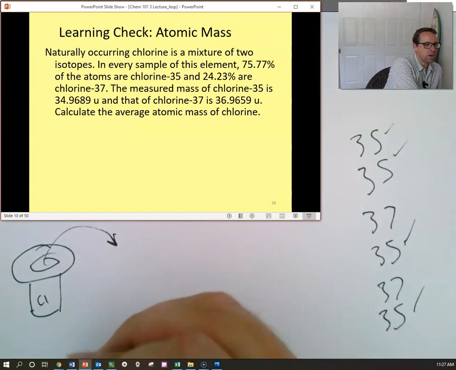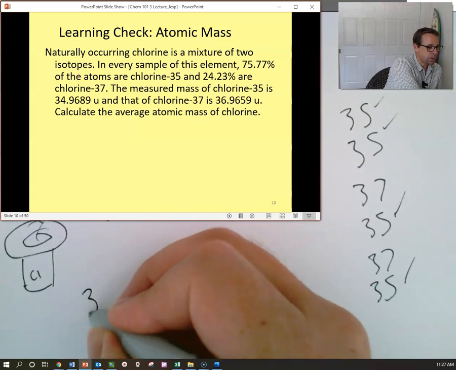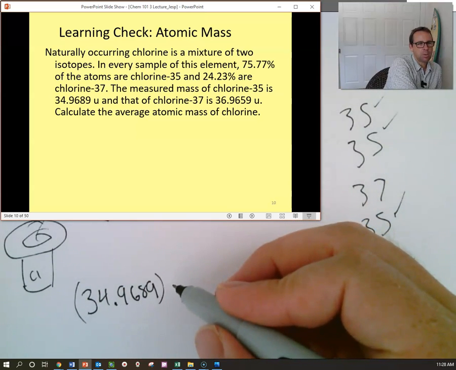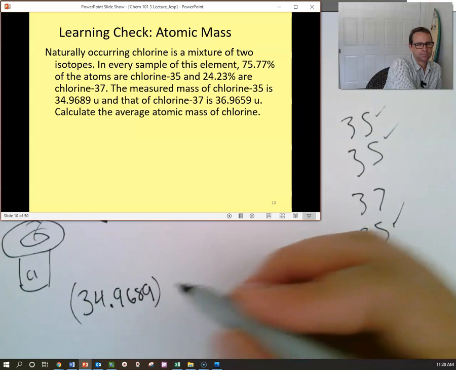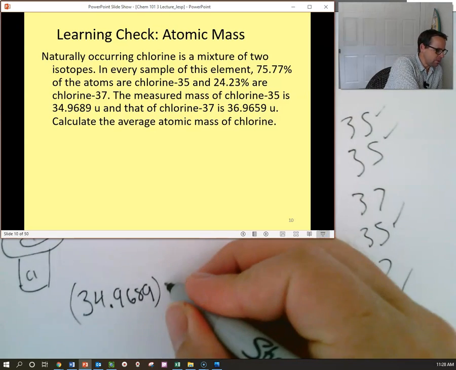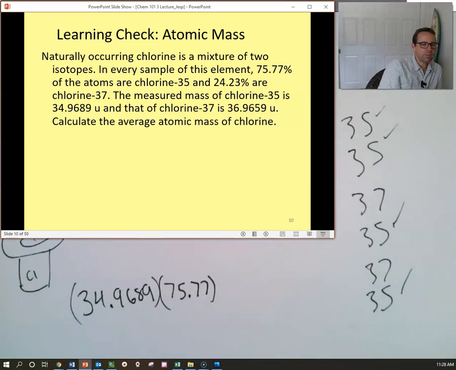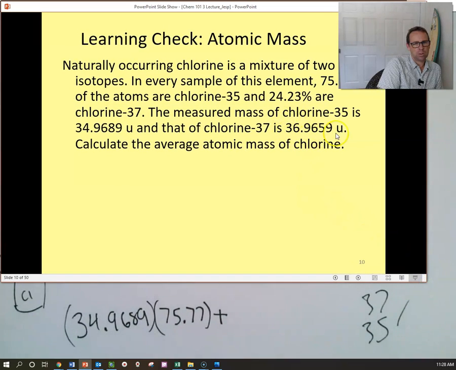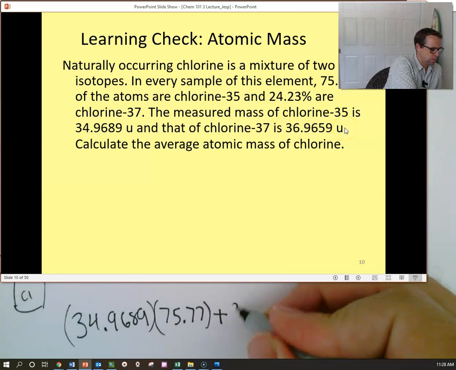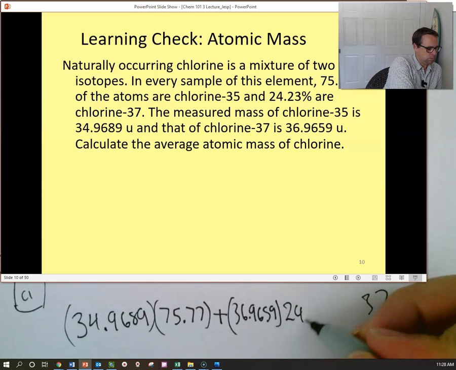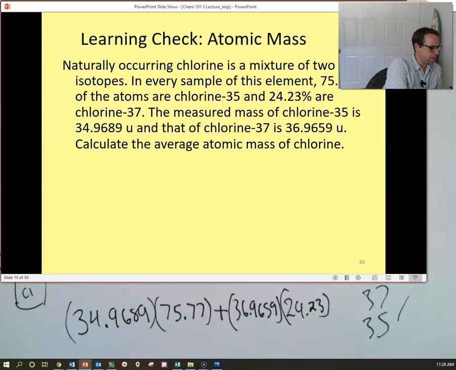So in a sense, what we do then is we take our mass for 35, which is 34.9689. We multiply it by the percentage. Now, what percentage is the 35? 75.77%. That's right, 75.77. So out of the 100 that we pull out of the hat, 75.77. Now I add that to what? You add that to the mass of 37, 36.9659, times 24.23. Very good. Now what do I divide all that by?